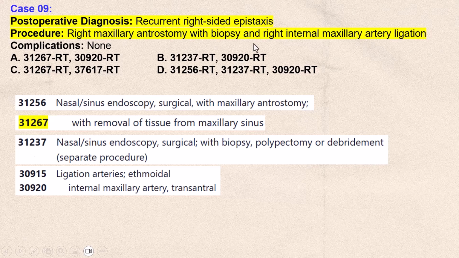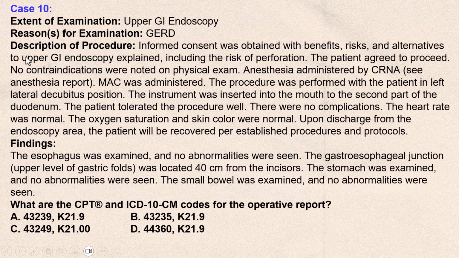So the second part is right internal maxillary artery ligation. Once you go to the other codes, 30915 is ligation arteries, ethmoidal, but 30920 is internal maxillary artery, transantral. So here you can see right internal maxillary artery. So the correct second code will be this one. So the correct answer will be answer A, that is 31267 right side and 30920 right side for the internal maxillary artery ligation.